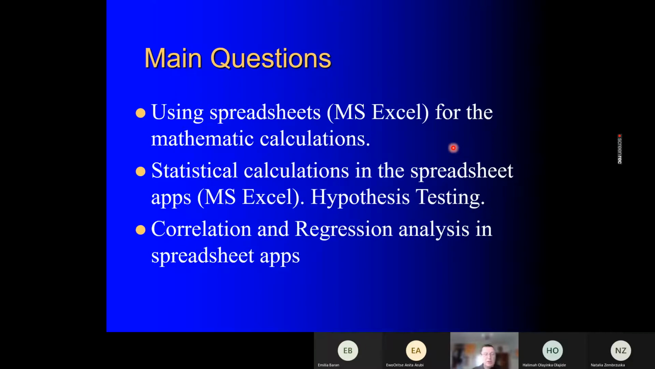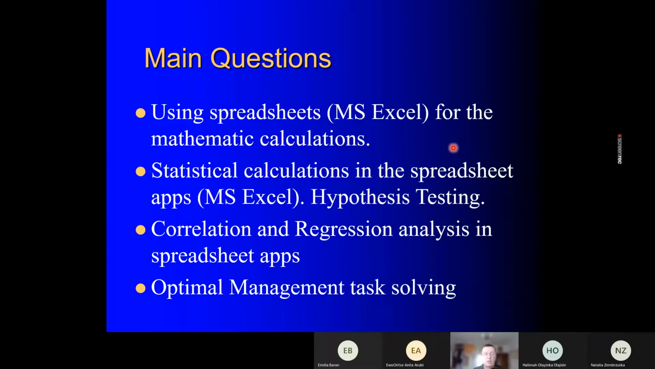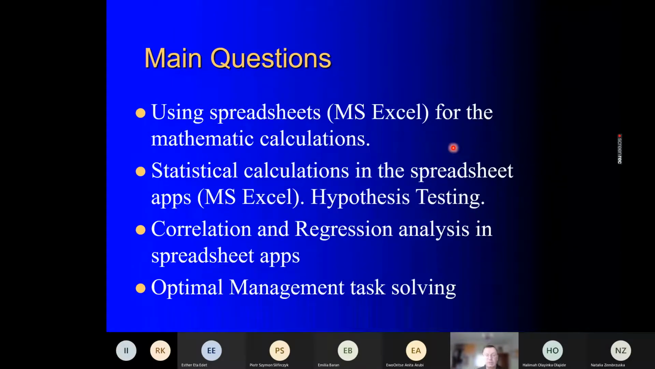So, in general, we have arranged the following agenda, which includes 4 major questions. First of all, a brief introduction and recap about the technical solutions we need, the software solutions we could use, for example a spreadsheet application, and how it's possible to conduct mathematical calculations with this application. Then we will concentrate on statistical calculation, hypothesis testing, how to consider correlation and regression analysis, and optimal management task solving.